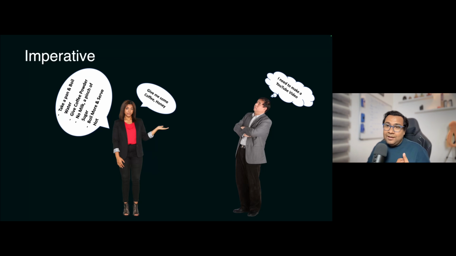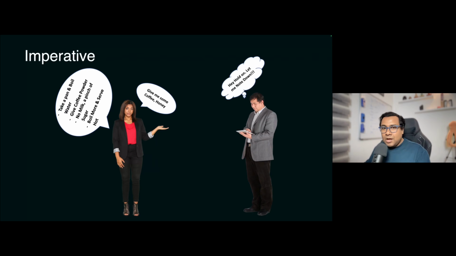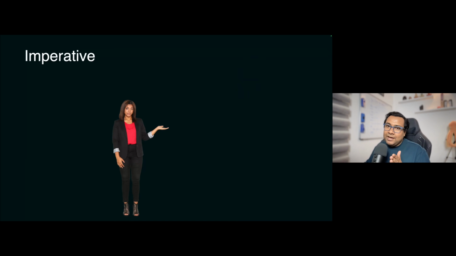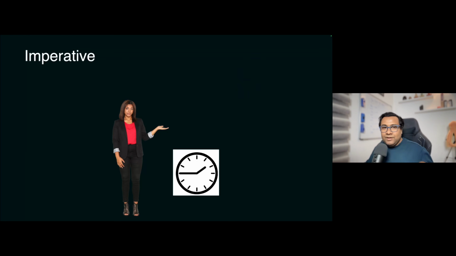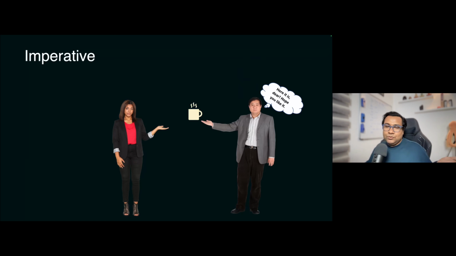Then the guy goes back and this time he comes back with the iPad and notes down all the instructions that the wife had given one by one, like taking the pan, boiling the water, etc. After that, he goes back, and then finally he comes back after a while with the hot coffee to serve to his wife.